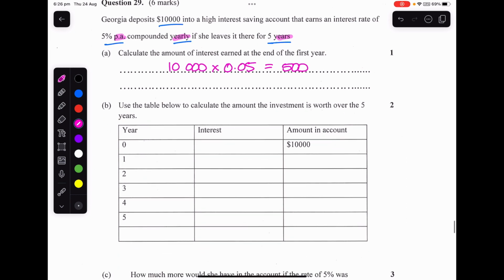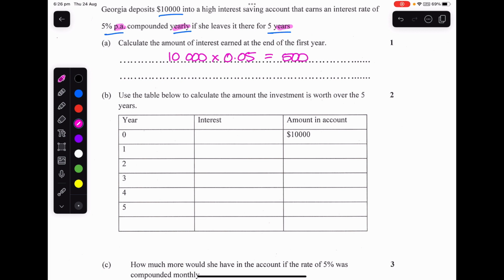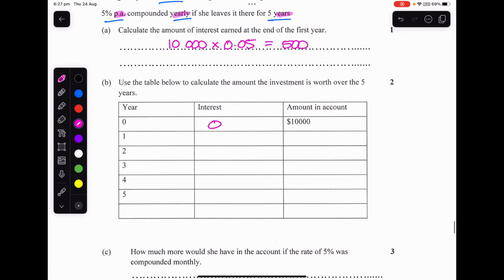Now, it says here, use the table below to calculate the amount the investment is worth over the 5 years. Well, in the first year, she earns 0 interest, doesn't she? Okay, so let's have a look. In 0 years, it's 0 interest. That's how much she puts in. So the first year we just worked out it was $500. So now she has $10,500.